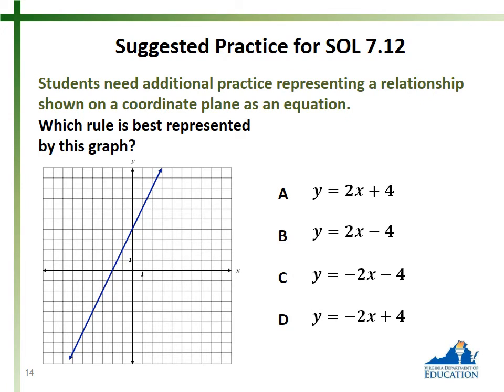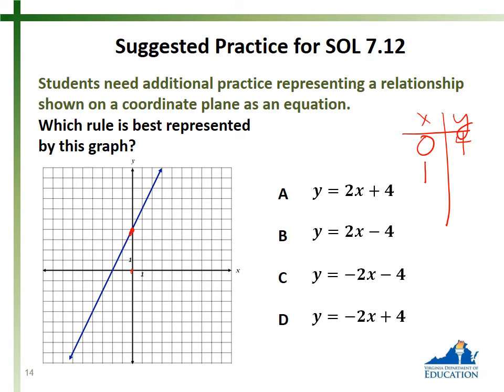Now we're given this question: which rule is best represented by this graph? Here we have this blue line in our graph. We have to figure out which rule will work here. Right away, let's make a little x and y chart to figure out some values. Let's figure out when x equals 0. When x equals 0 on our chart, our y value is 1, 2, 3, 4.